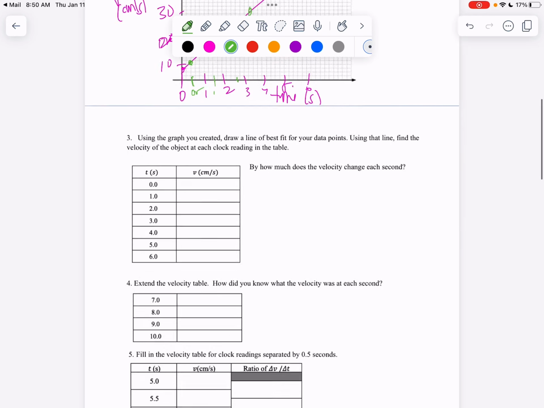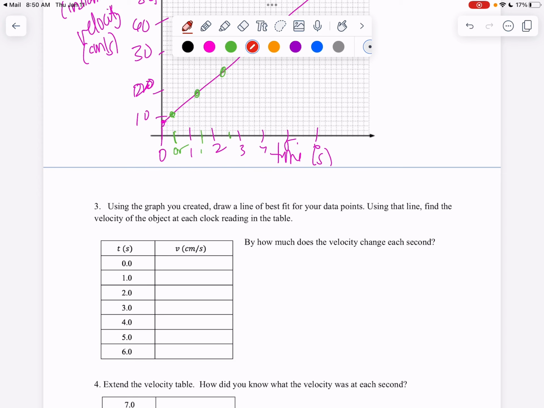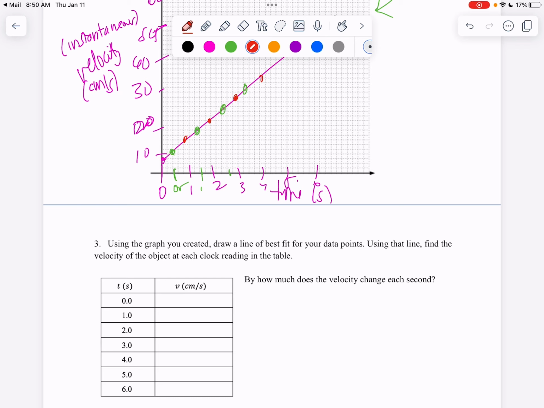Using the graph you created, draw a line of best fit. I did that. Using that line, find the velocity at each clock reading. So now instead of the half times, I want the actual whole times. You're going to need to look at your graph and see what the actual velocities are at the whole seconds, not at the half seconds, including 0, which should be your y-intercept. Hopefully if you do all that, you're going to see that it should cross at 8 centimeters per second, then 16, 24, 32, 40, 48, 56.